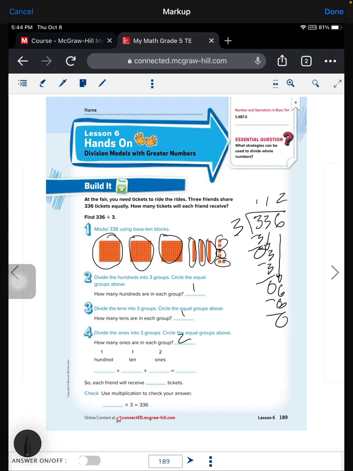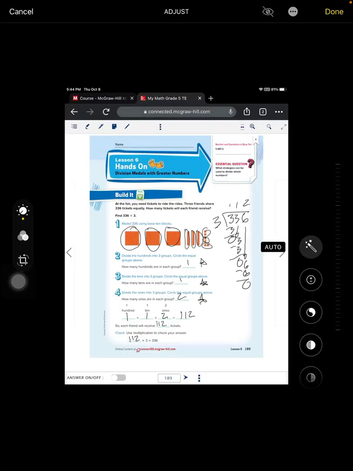Ta-da! Now right here on number 4, they want us to take this number, and this number and add them. There's going to be 100, 110, and 1 2. So that's going to make 112 tickets. And if we take 112 times 3, that'll equal 336. All right, that's how we use models. Join me on the next page, please.